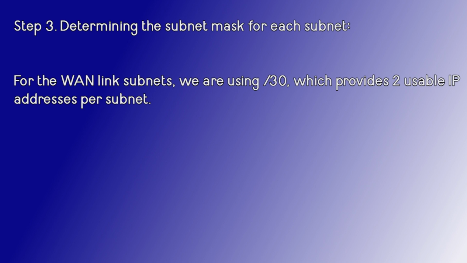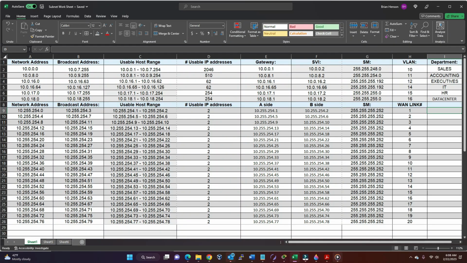For the WAN link subnets, we are using /30, which provides 2 usable IP addresses per subnet. Here is what it looks like, all filled out on a spreadsheet. Now on to the fun stuff.